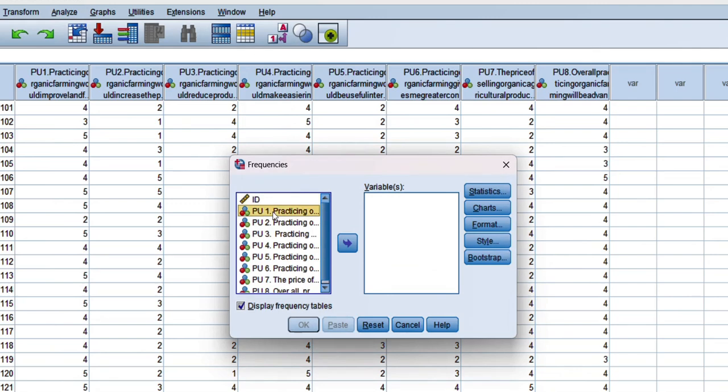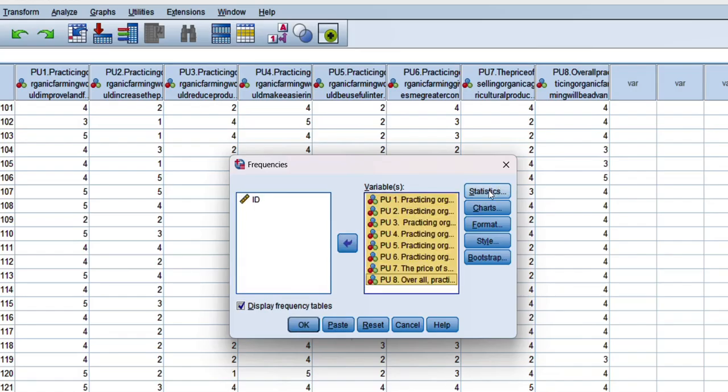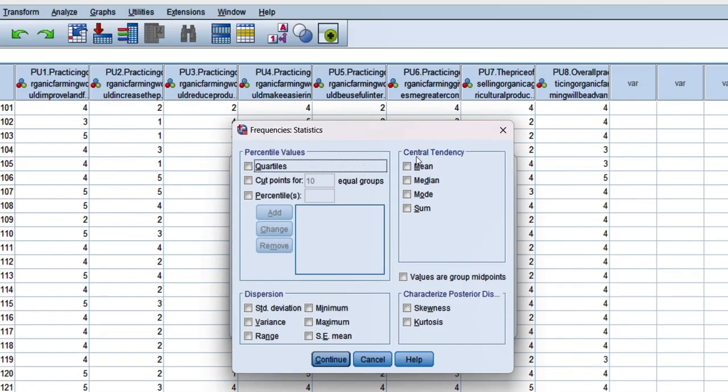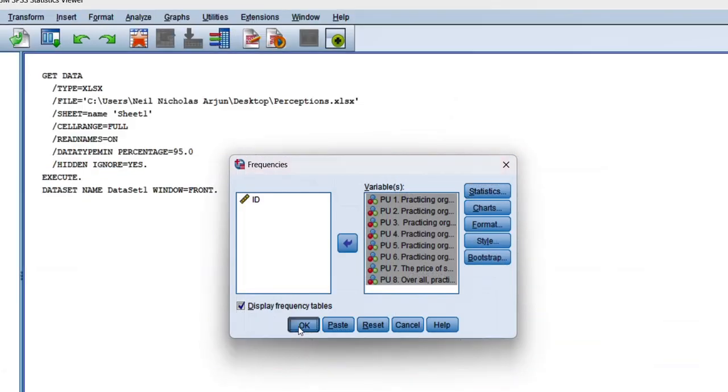Add the variables for which you want to calculate descriptive statistics. I am going to add all my variables. Drag them into Variables, go to Statistics, and select the central tendencies. In this tutorial, I am going to calculate mean, median, mode, standard deviation, minimum, maximum, variance, and range. Click on Continue, press OK.